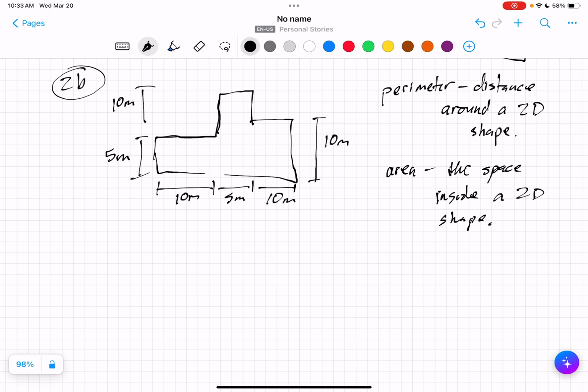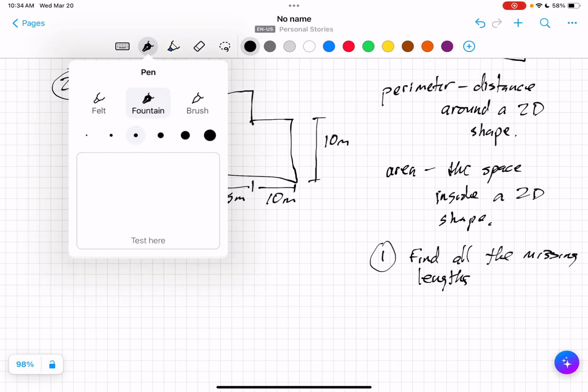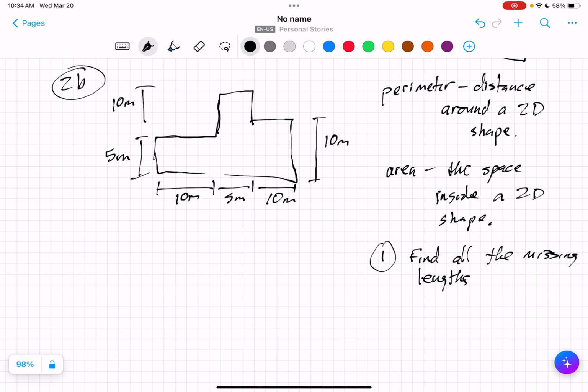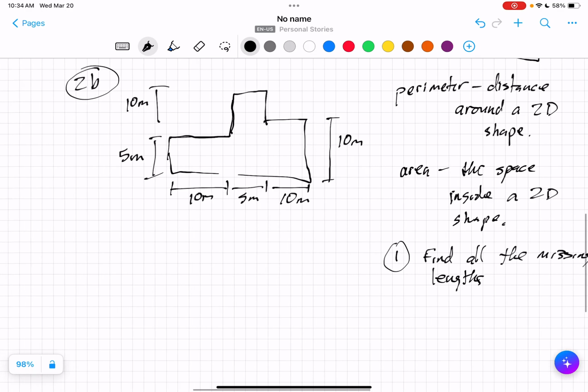Well, we broke this up into a few steps. The first step I told students to do is find all the missing lengths. Once they do that, they can easily find the perimeter and everything else. So today, as we're looking at the missing lengths, let's go ahead. I don't know if I can find a pointer here. Does that work? Nope, that's my finger.